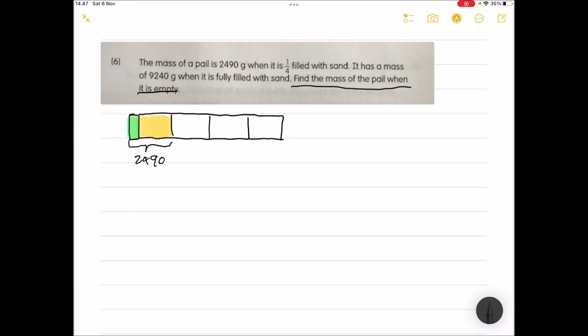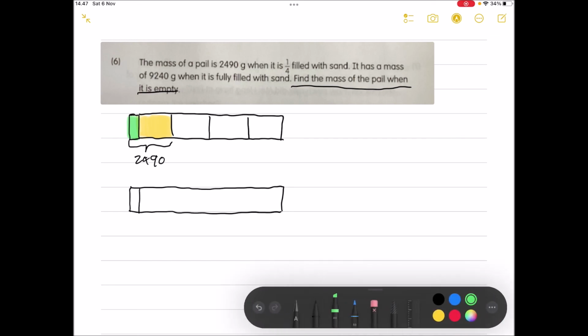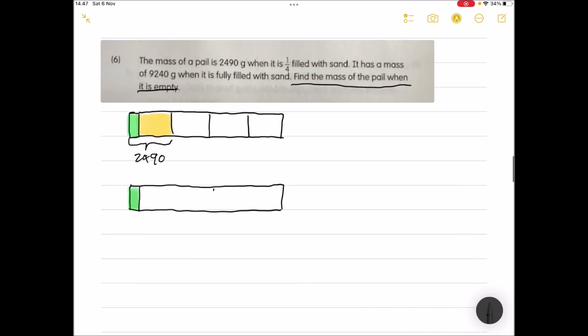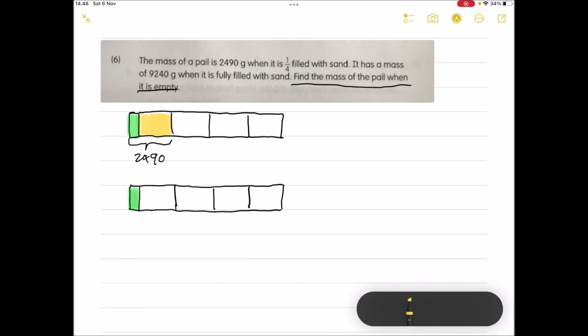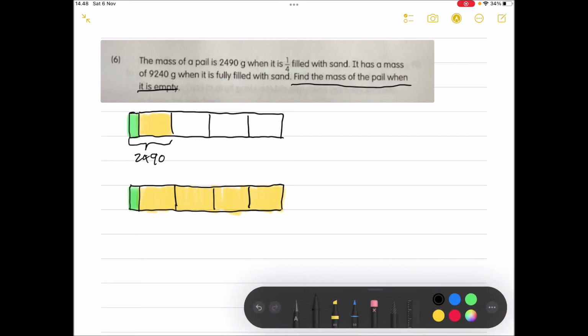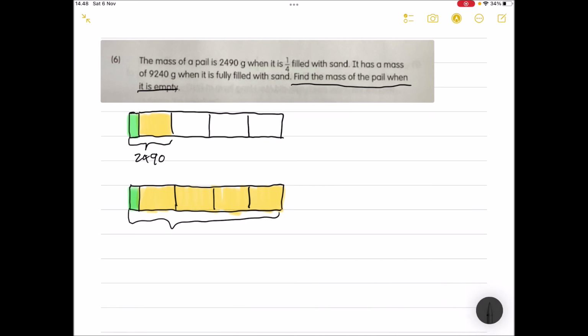Now how about 9,240? 9,240 is almost the same as the top one, but remember, this will be the difference. So there is a pail there, remember? And then from the rest, which is the capacity, we know that it is 4/4 because it's fully filled, meaning it's all, right? So it's 4/4. I will color it in yellow. Now this is the 9,240 gram.